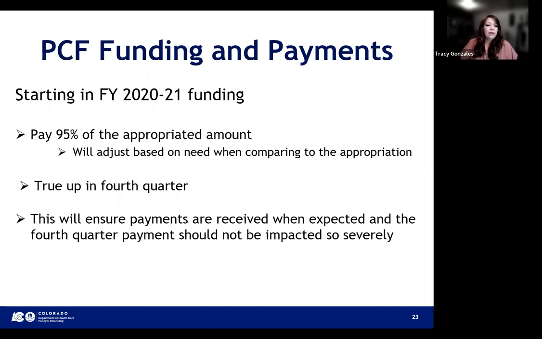In fiscal year 21, we began paying 95% of the appropriated amount to providers during the Q1 through Q3 payments. And then we true up in the fourth quarter to whatever the final appropriation amount is. This payment structure seems to have been working, as it does help to ensure that payments are received when expected and that the fourth quarter payment isn't so severely impacted. So again, we will continue with this payment structure as it has seemed to be working.